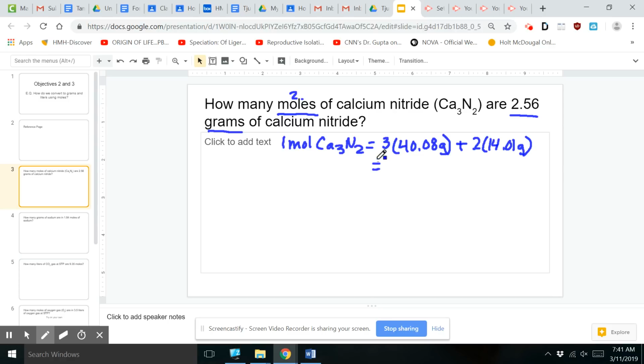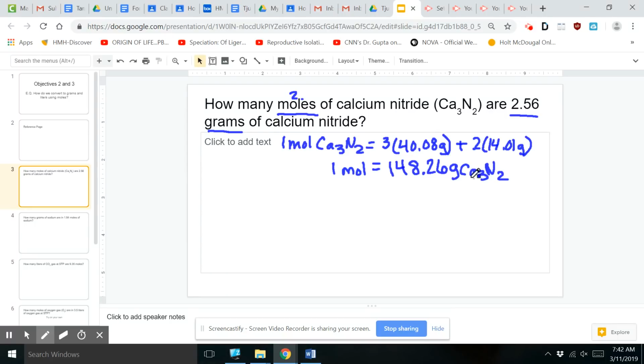And so the answer you get is, I'm going to put that into my calculator, 3 times 40.08 plus 28.02, you will get 148.26 grams of Ca3N2 was 1 mole. At this point, we are not asking you about molar mass, but you do need molar mass. So this work is not required, but we're just showing you that work in order for you to see where we're getting those numbers from.